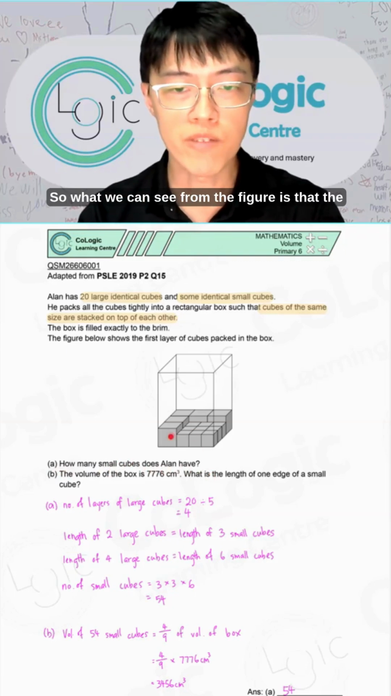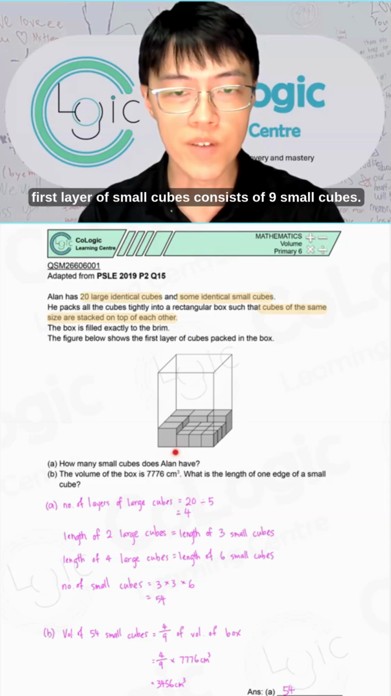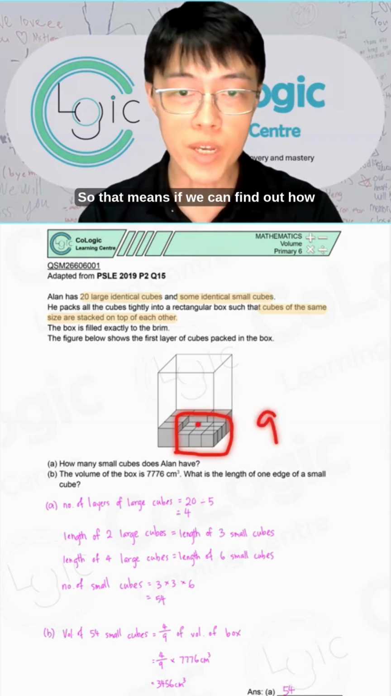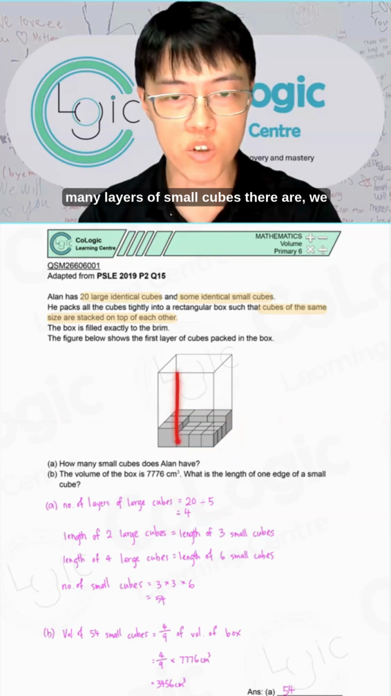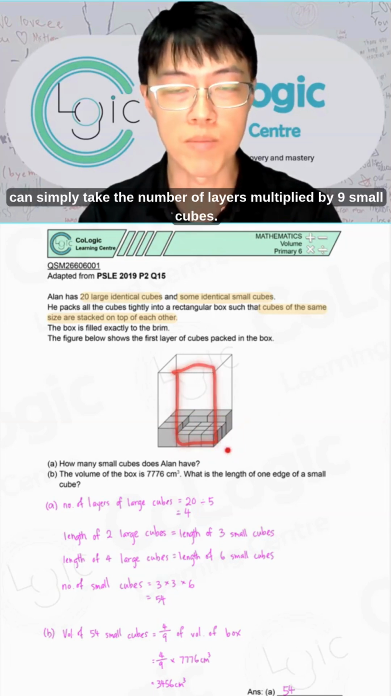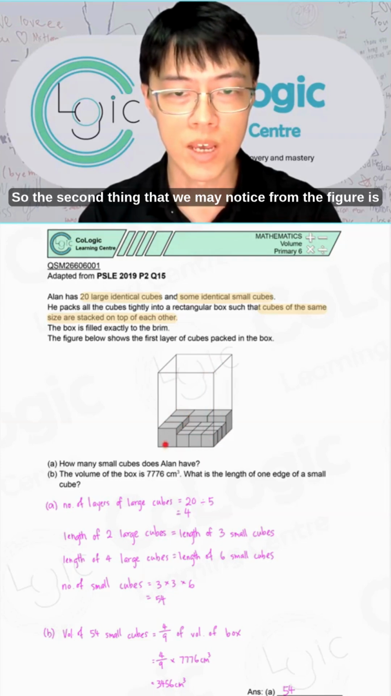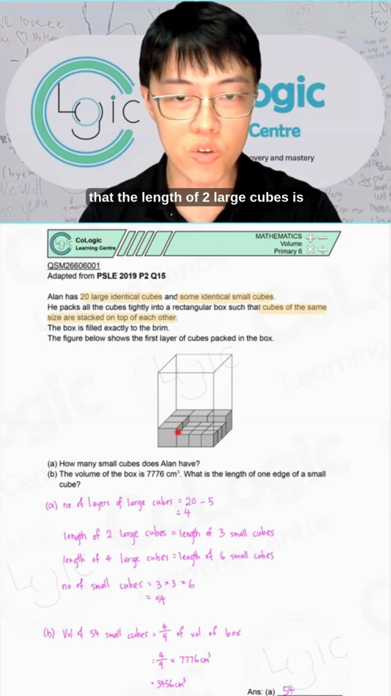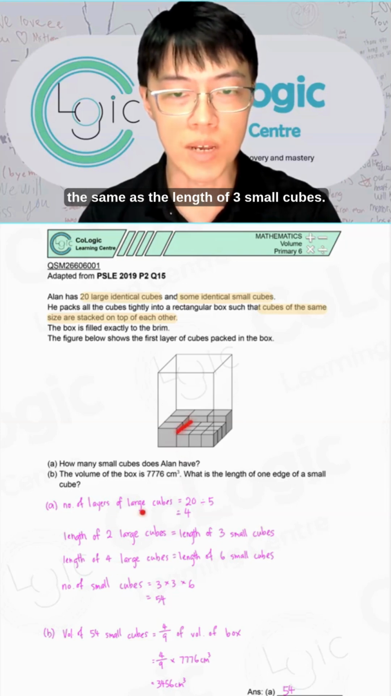So what we can see from the figure is that the first layer of small cubes consists of 9 small cubes. So that means if we can find out how many layers of small cubes there are, we can simply take the number of layers multiplied by 9 small cubes. The second thing that we may notice from the figure is that the length of 2 large cubes is the same as the length of 3 small cubes.